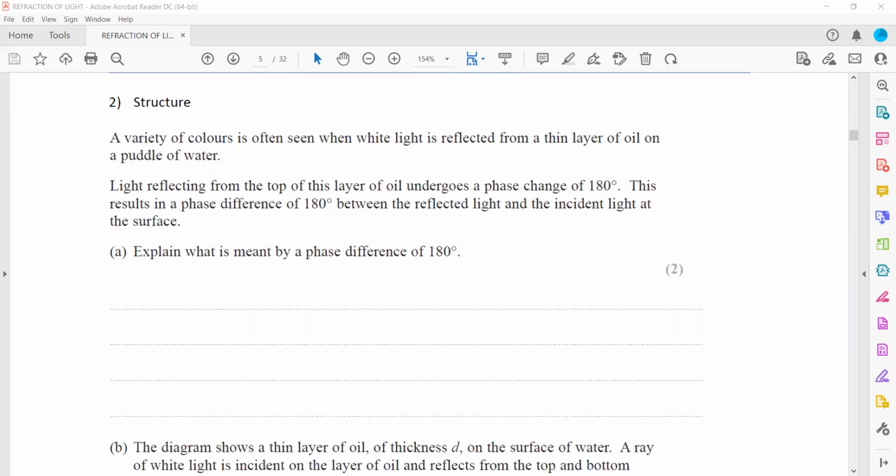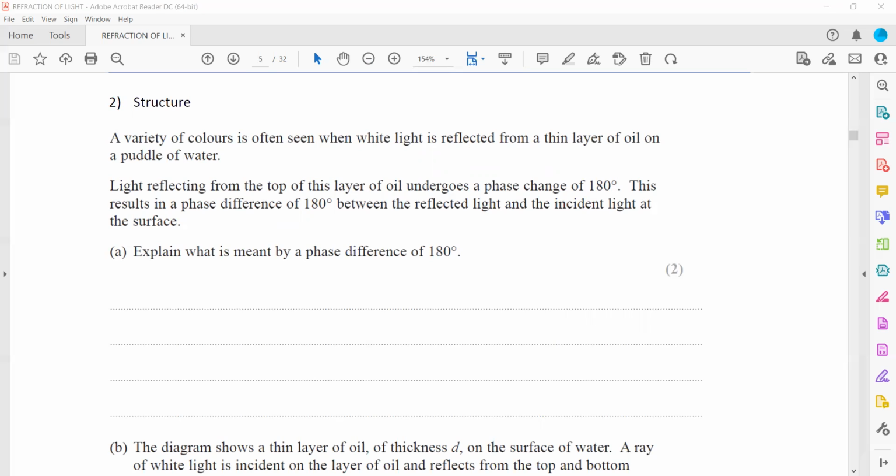In question 2, we have a variety of colors often seen when white light is reflected from a thin layer of oil on a puddle of water, and the light reflected from the top of this layer of oil undergoes a phase change of 180. This results in a phase difference of 180 between the reflected light and the incident light. Explain what is meant by a phase difference of 180.